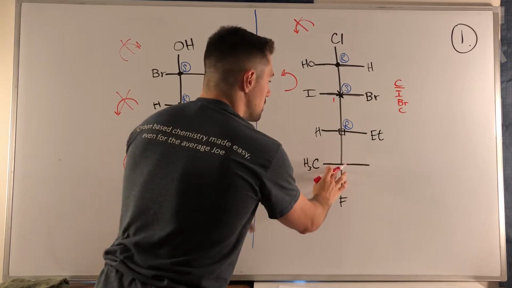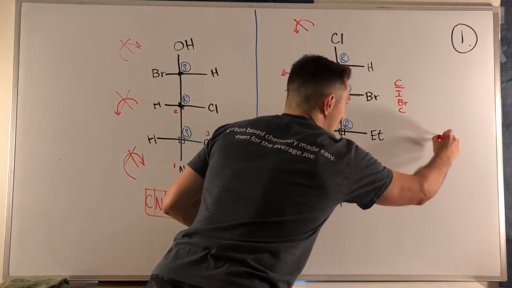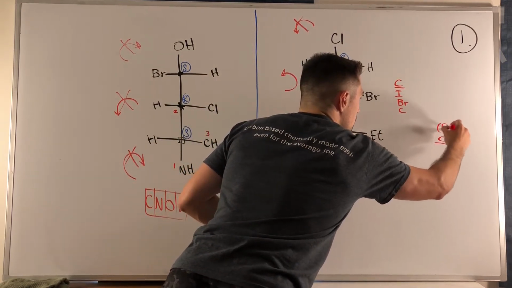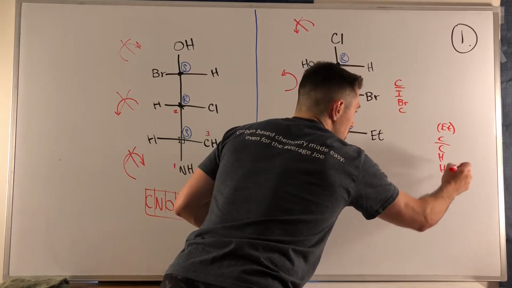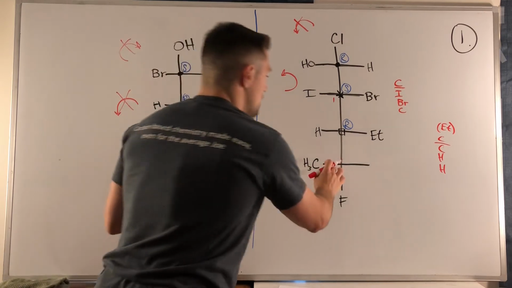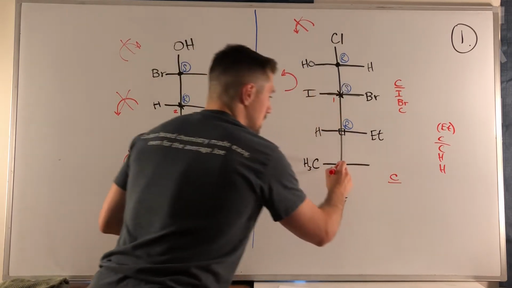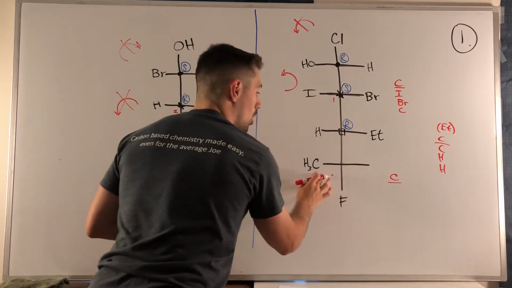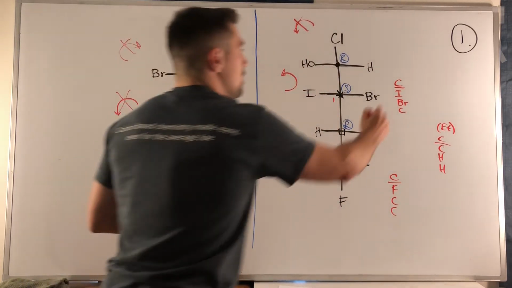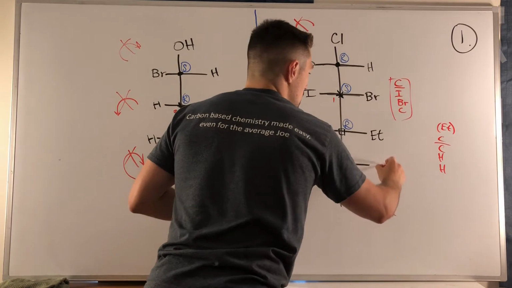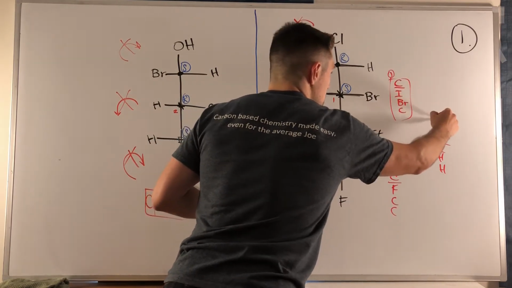And I'm going to go ahead and do this down here. This carbon over here, the ethyl, is attached to carbon and then 2 hydrogens. If you expanded it out, this carbon down here is attached to a carbon, carbon, and a fluorine. So fluorine, carbon, carbon. So you can see that this is first priority, this is second, this is third.